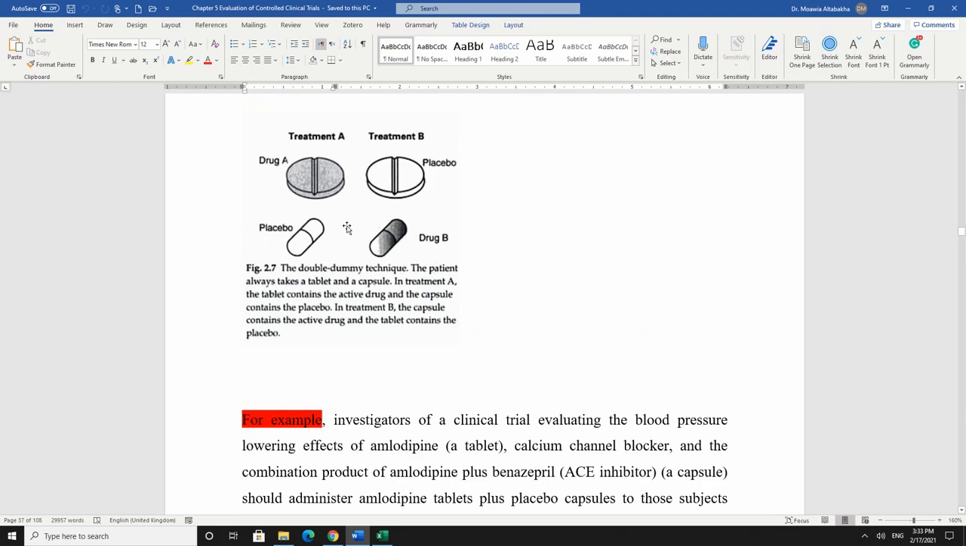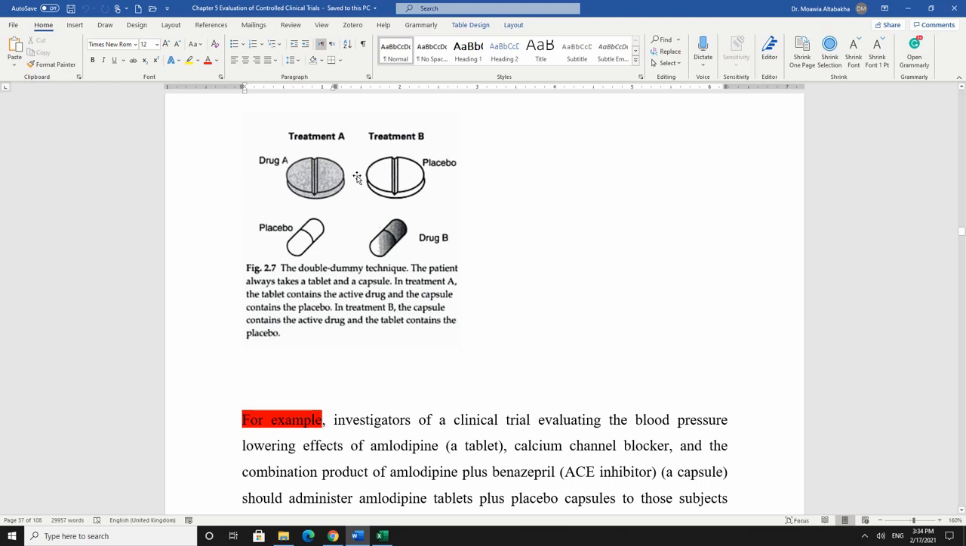Now, what if I want to compare a drug, this is treatment A, drug A which is given as a tablet, with drug B that is given as a capsule? How can I compare between them while doing the blinding? Because if it is known who's taking the tablet and who's taking the capsule, then there will be no blinding, it's open label. So how can I keep it as a blinded trial, double blinding, the gold standard? How can I do that?